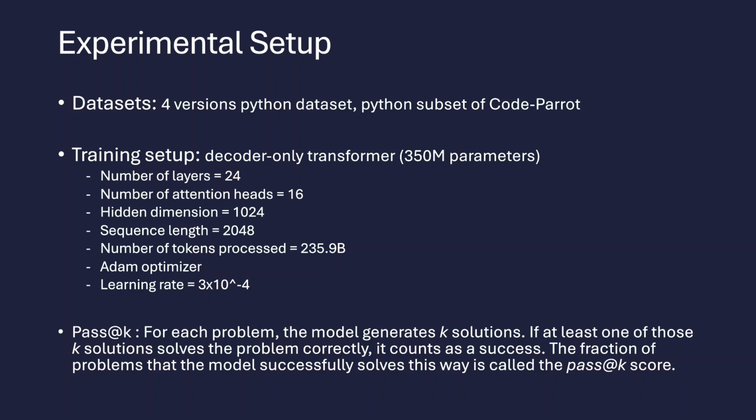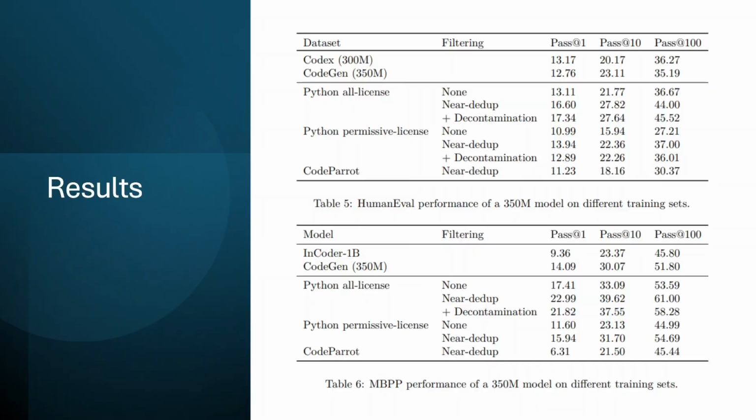And the pass at k metric is generally for each problem the model generates k solutions. If at least one of those k solutions solves the problem correctly, it counts as a success. And the fraction of the problems that our model is successful to solve this way is called the pass at k score. And these are the results they got for the Codex and CodeGen models they trained.